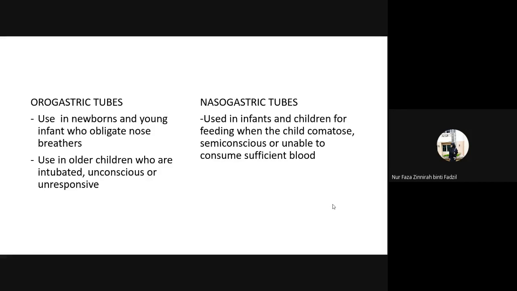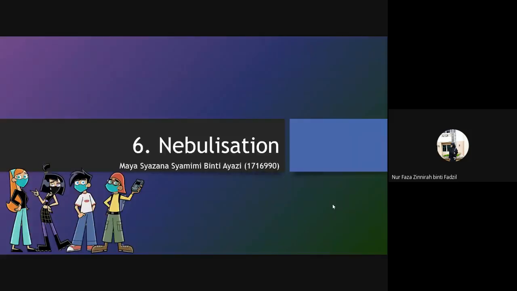For the nasogastric tube, it is used in infants and children for feeding when the child is comatose, semi-conscious, or unable to consume sufficient food. So that's all from me.